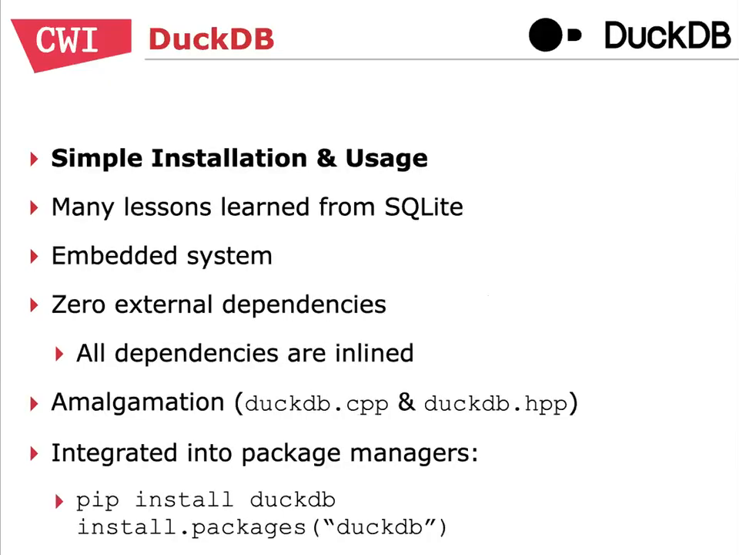So, simple installation and use. Like I said, here we learned a lot of lessons from SQLite. It's embedded. We don't have any external dependencies, so you don't have to worry about linking or compiling other libraries on your system. We have an amalgamation, which means that our whole system can be put into two single source files, duckdb.cpp and duckdb.hpp, which is all you need to install it. It makes it a lot easier to integrate into your build toolchain.